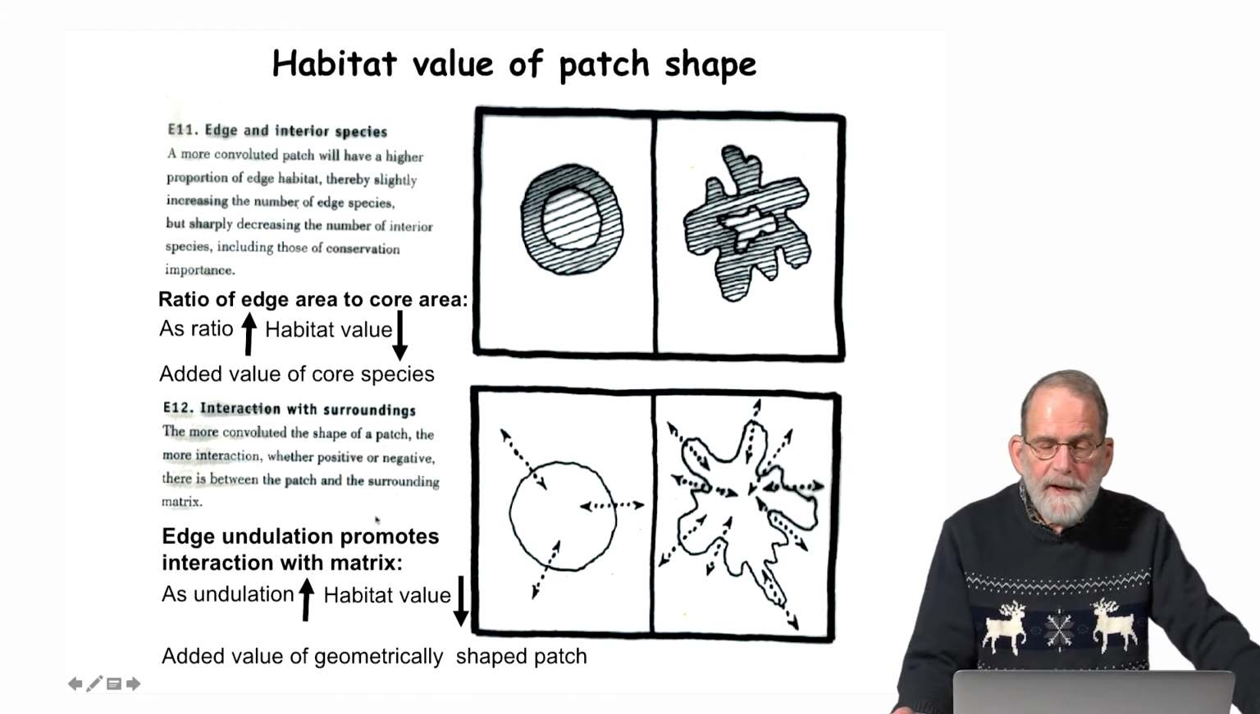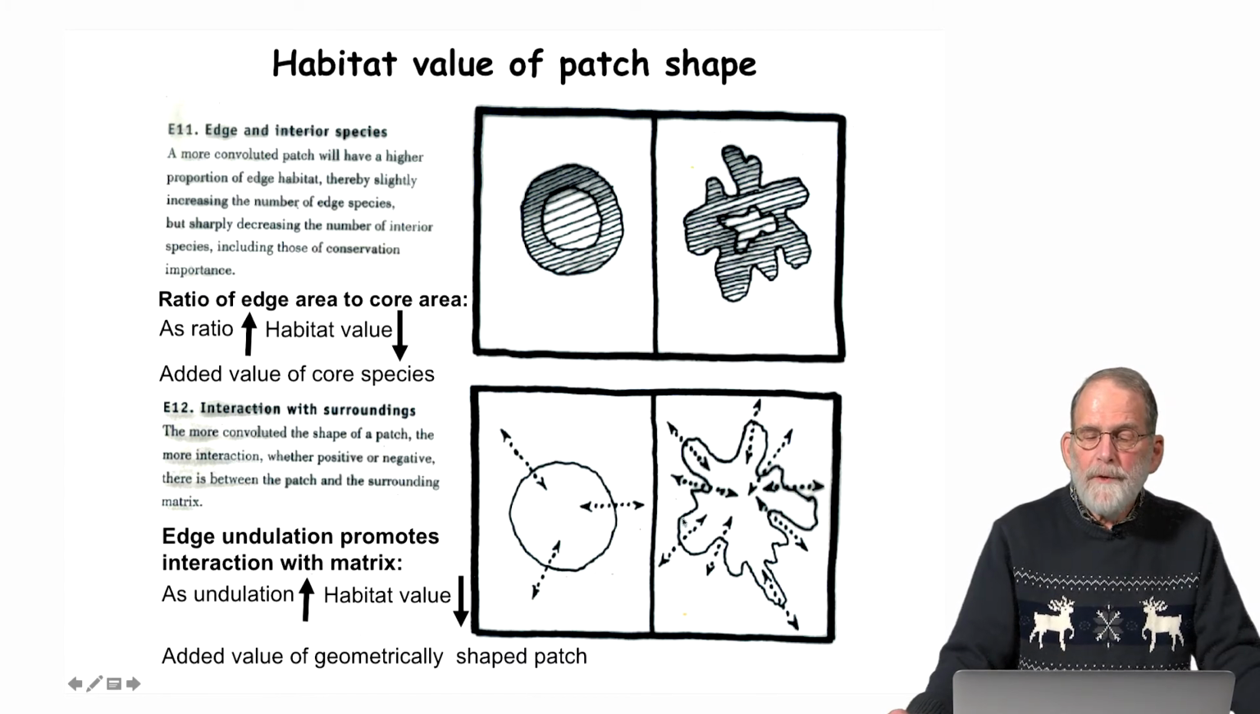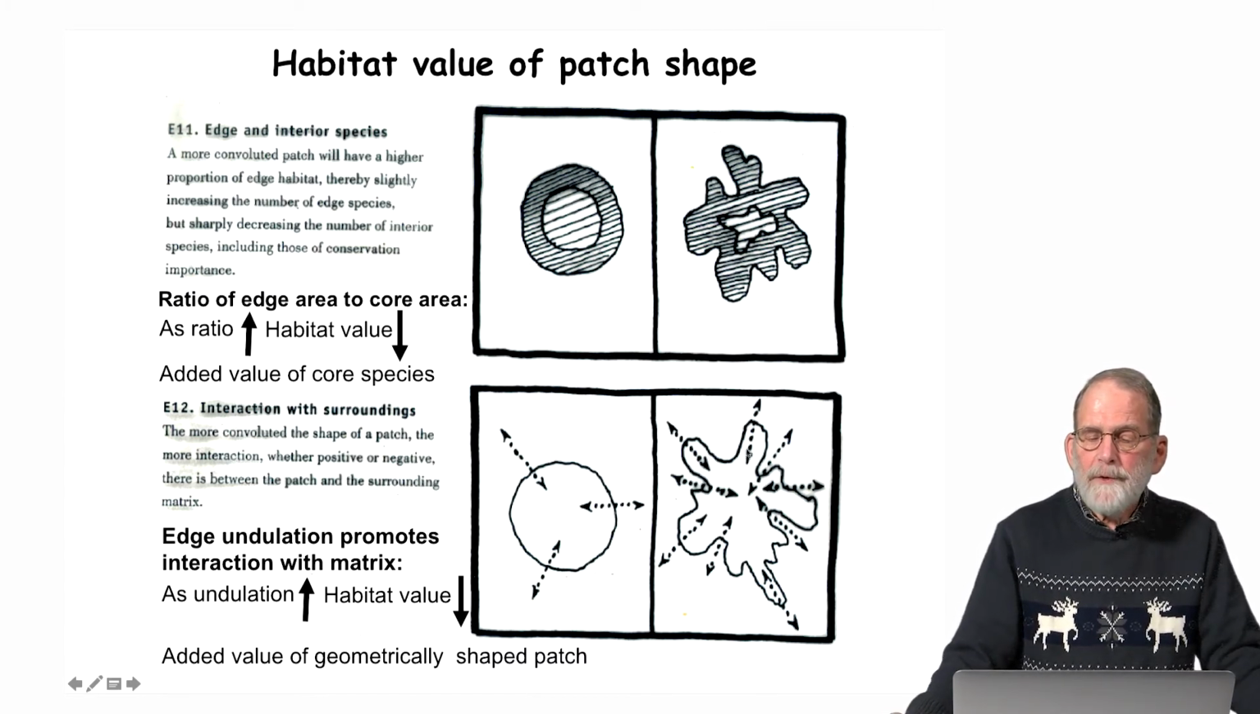As edge undulation increases, this promotes more interaction with the surrounding matrix. And so in this patch that has a lot of different peninsulas in it, there's a large amount of interaction between the matrix conditions and the patch conditions. That level of interaction between matrix conditions means that matrix factors are going to come in and influence biological diversity within the patch. On the other hand, more geometrically shaped patches have a smaller amount of edge conditions relative to core conditions, so there's less disturbance from matrix conditions interacting with core conditions in the patch itself.